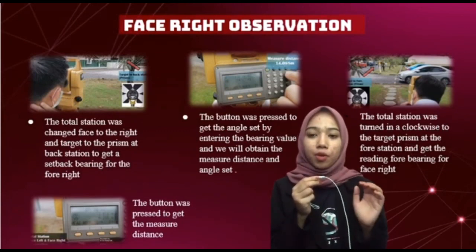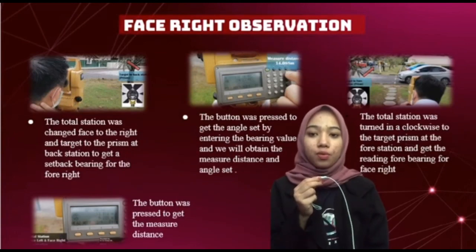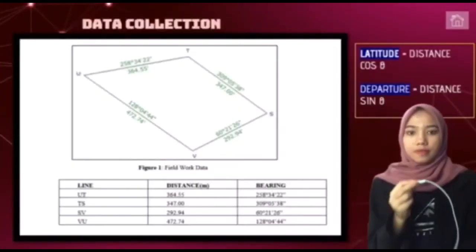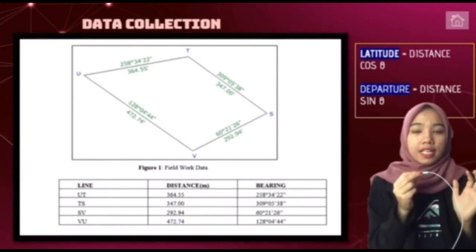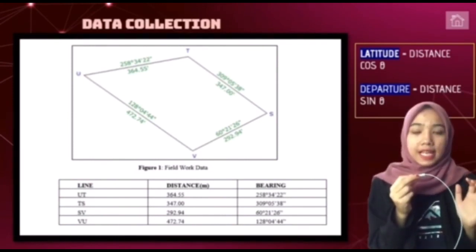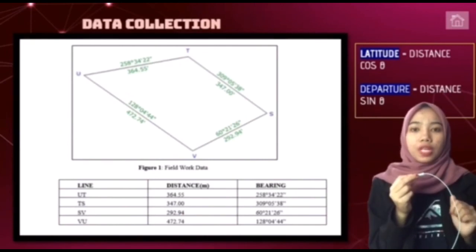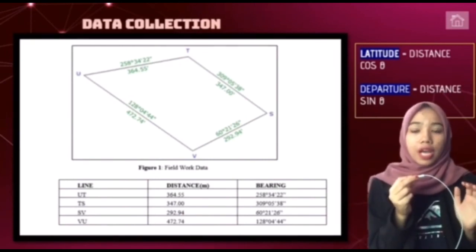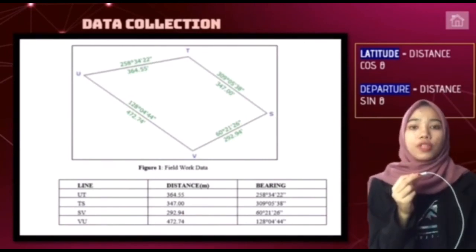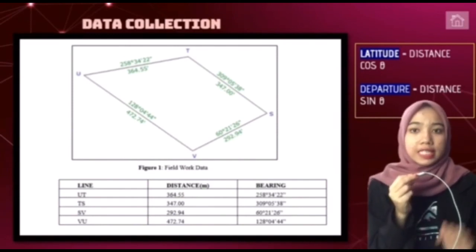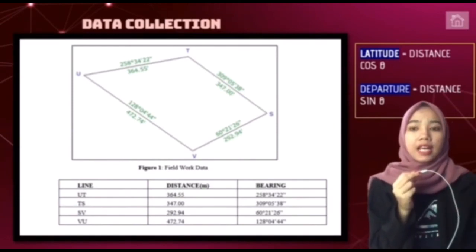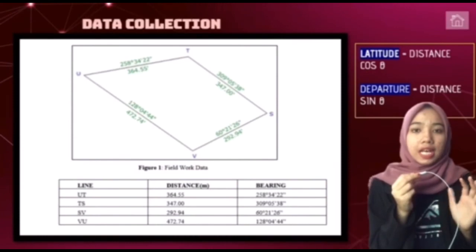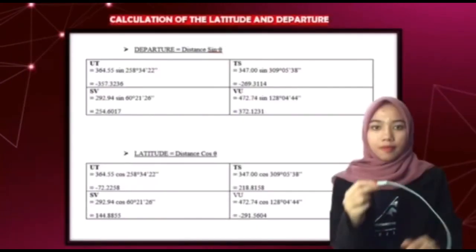And the last procedure is the button was pressed to get the measured distance. This is the data collection. Based on figure 1, the bearing and distance are given, so we should find the latitude and the departure. The formula of the latitude is distance cos theta, and the formula for departure is distance sin theta.